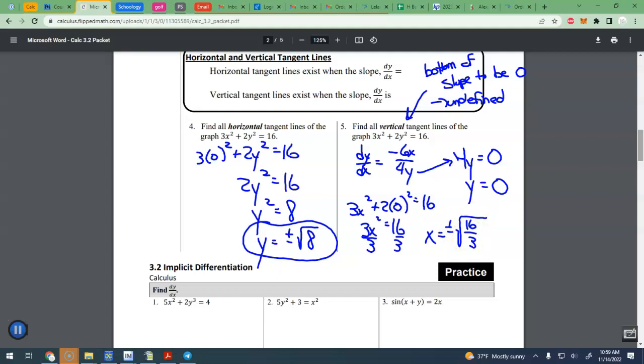That's good. What? You didn't get decimals? Oh, that's a later problem. Okay, so that's good. So I divided by 3, got 16 thirds, and then square rooted it. So I think there's a section for each of those: tangent lines, horizontal tangent lines, vertical tangent lines.